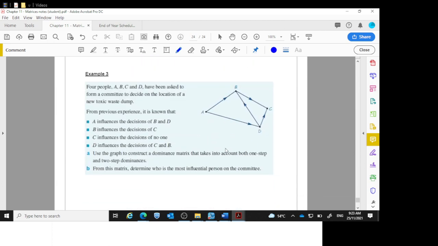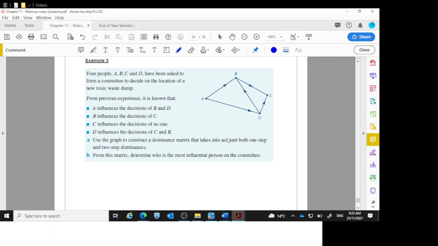So let's do Example 3. 4 people A, B, C and D have been asked to form a committee to decide on the location of a new toxic waste dump. From previous experience, it is known that A influences the decisions of B and D, B influences the decision of C, C no one, D influences C and B. Use the graph to construct a dominance matrix that takes into account both one-step and two-step dominance.